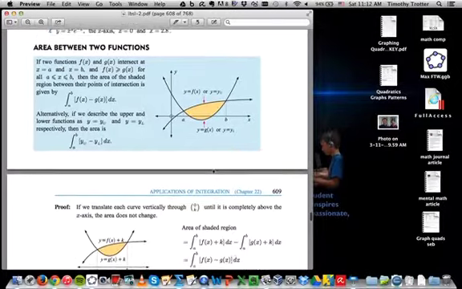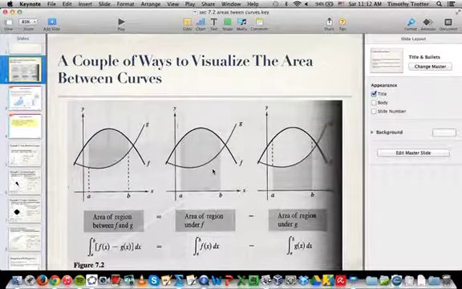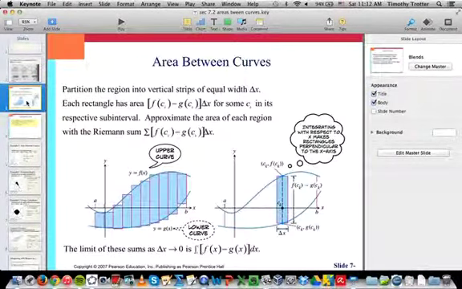Let me try to describe that in a different way. Another way to think about the area between two curves is that we found the area underneath a curve by adding up a bunch of different rectangles. Previously our rectangles had a width, a change in our x value, and then we would multiply it times our height, which is the value of our function at that point. So what we're doing now is the same thing.